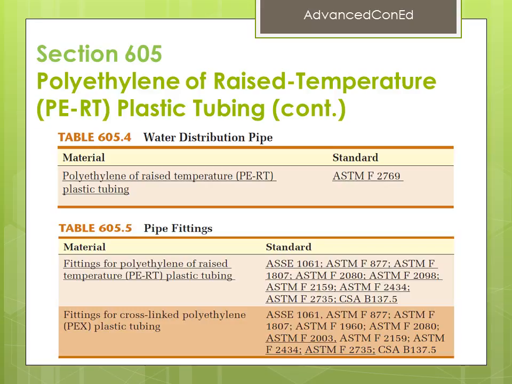Fittings for cross-linked polyethylene plastic tubing. Standard, ASSE 1061, ASTM F8077, ASTM F1807, ASTM F1960, ASTM F2080, ASTM F2003, ASTM F2159, ASTM F2434, ASTM F2735, CSA B137.5.